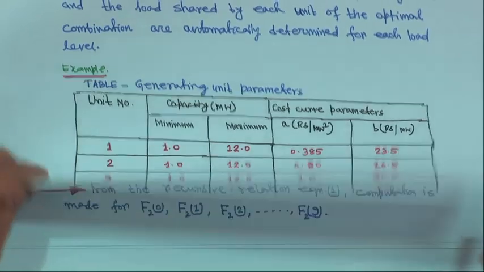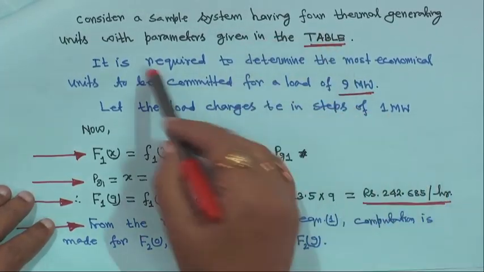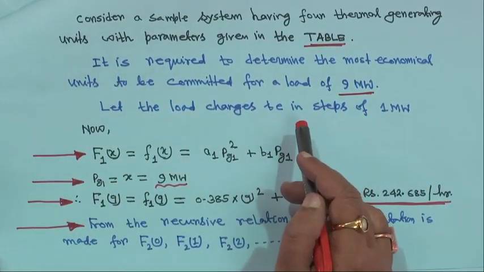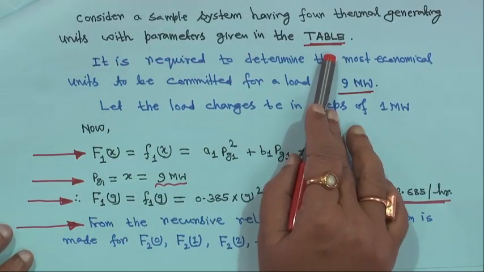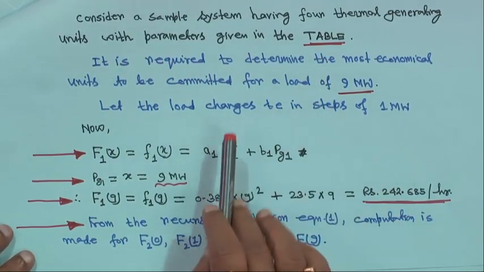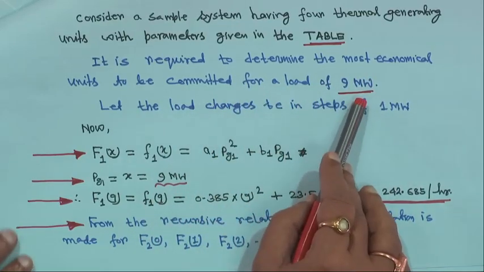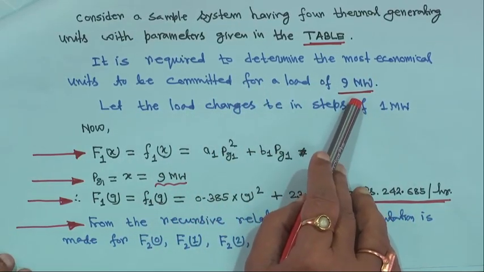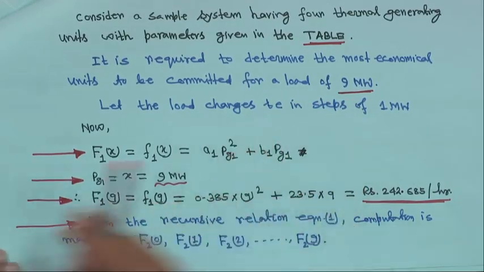Now you have to consider a sample system, a 4 unit system. All 4 are thermal generating units, and the parameters are also given, as I have told you. Now it is required to determine the most economical units to be committed for a load of 9 megawatt. Suppose your total load demand is 9 megawatt, then you have to find out which of these 4 units are the most economical.